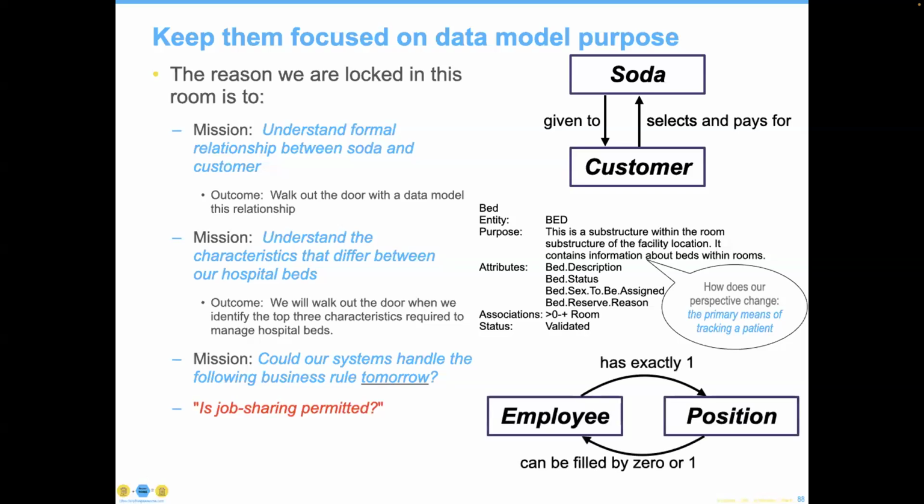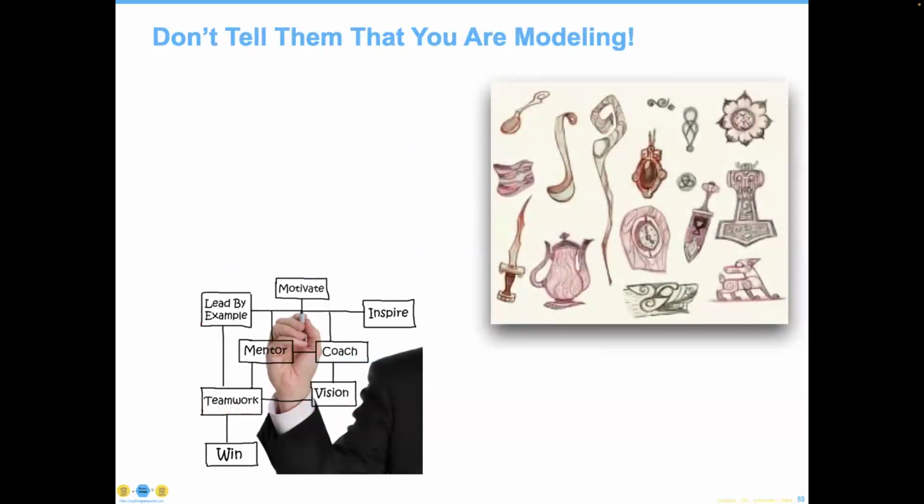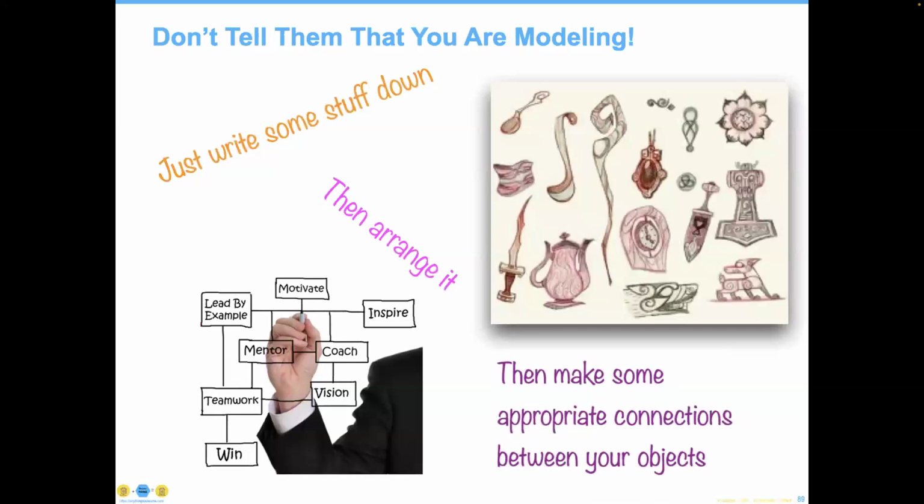Are we allowed to job share? Because COVID has just hit and I need to be able to do job sharing really, really quick. Can our systems do that? Again, a quick reverse engineering exercise can get you the answer there real quick, but don't tell them that you're doing data models. Just write down some stuff. This is what I'm doing. This is why. Arrange it and make some appropriate connections between your objects, and you've got what you need to do.